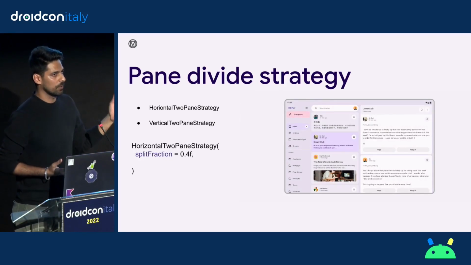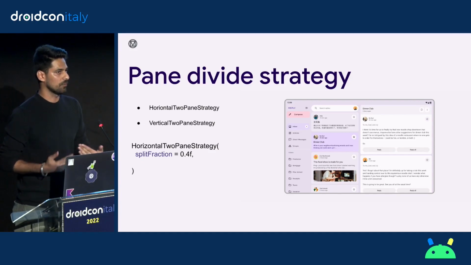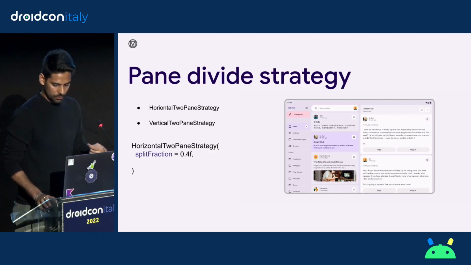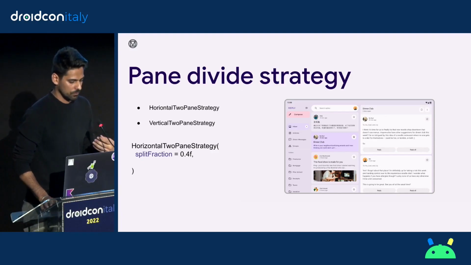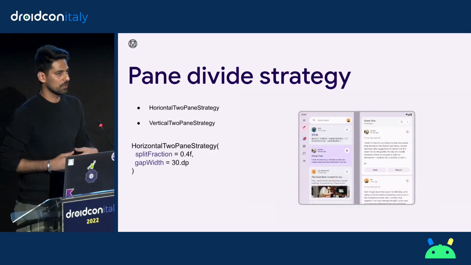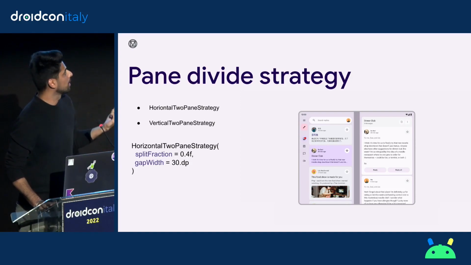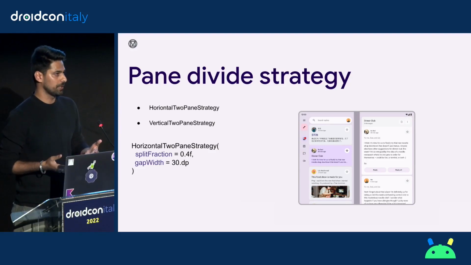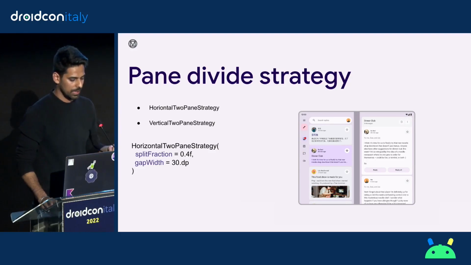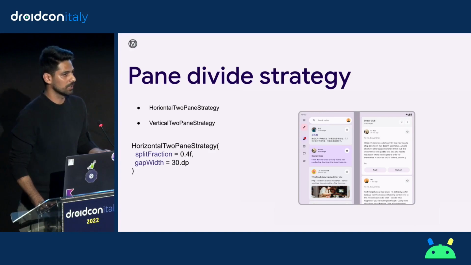So here we can see we do not want both the panes to divide equally. We can have a 40-60 ratio. And if we have to add some spacing or gap between our dual panes, we can add that also. So this is Accompanist Adaptive. It has more and more features coming, so stay tuned for that. And it will make adopting the apps very easier for large screens.